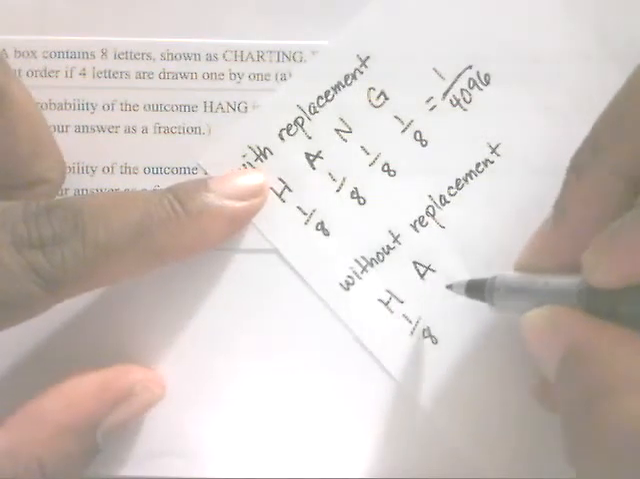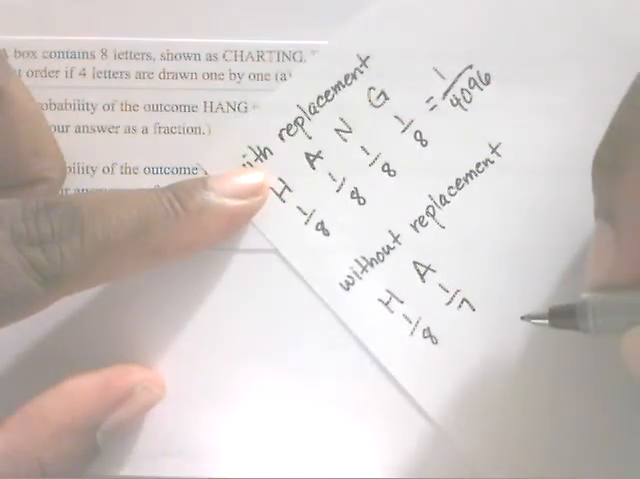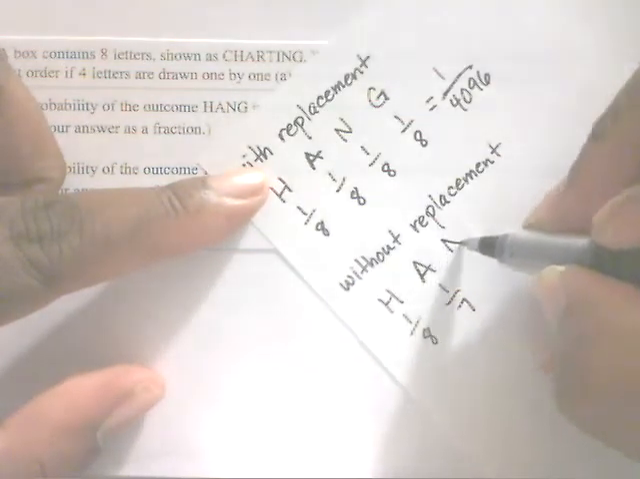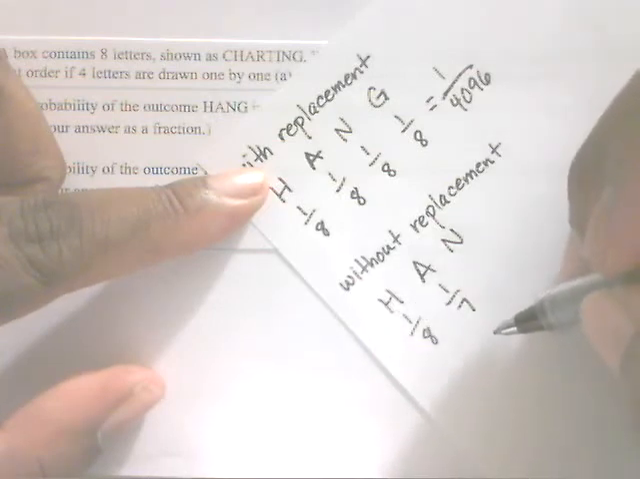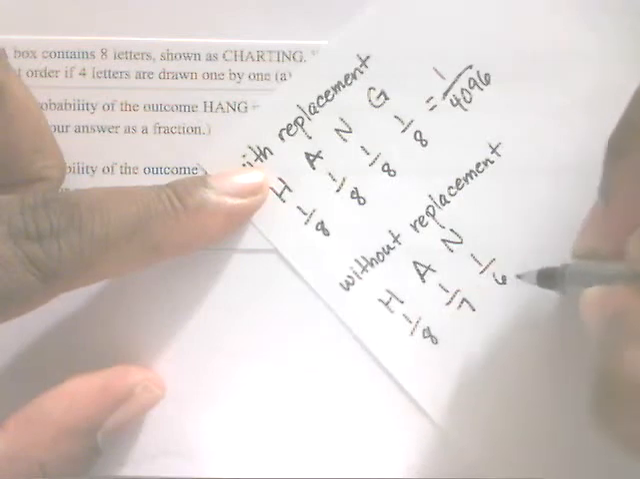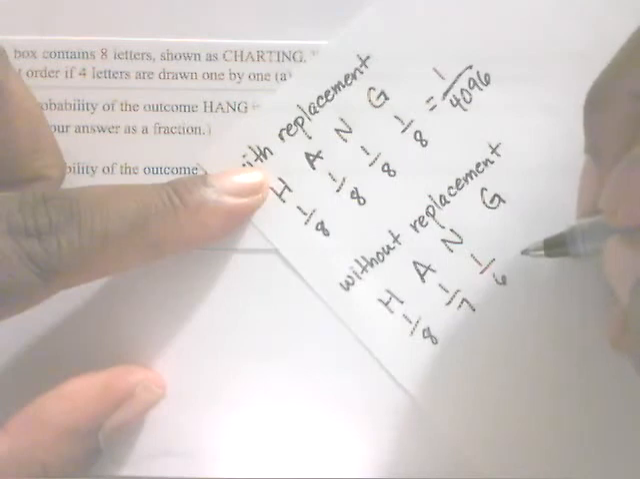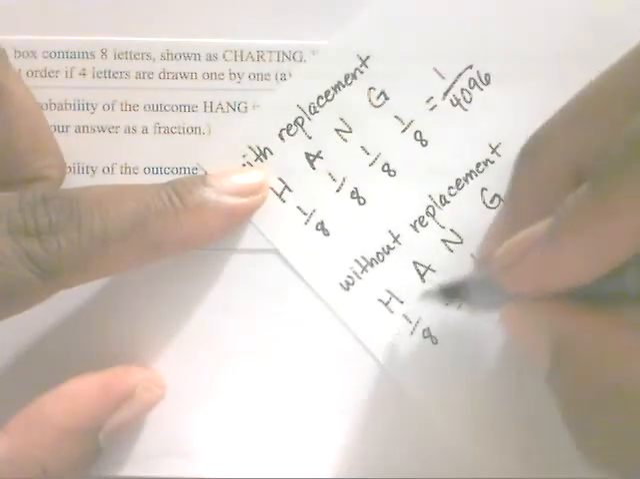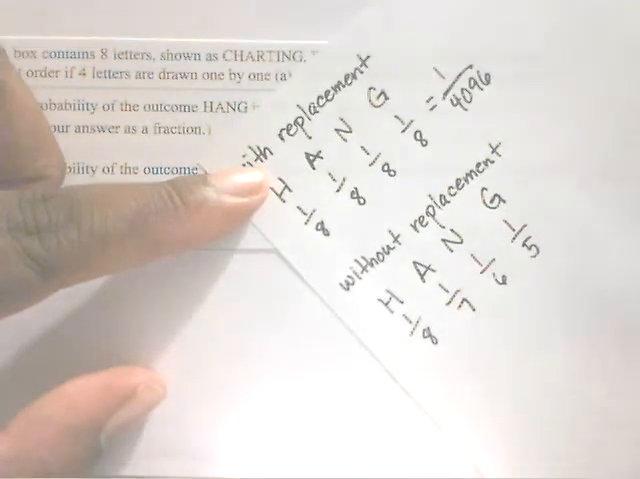So the probability of drawing an A on the second draw will be, this time, 1/7. And then the H and the A are gone, so that means that you have 6 letters to choose from. So the probability of pulling an N, that's 1 out of 6. And the G, with the H, the A, and the N gone, there are 5 letters left. So the probability of pulling a G will be 1/5.